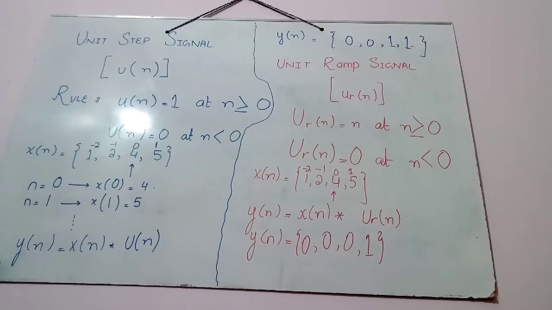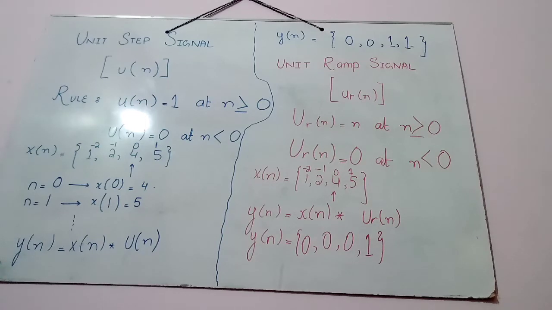x[n] is equal to 1, 2, 4 and 5. We are going to take the same example, and we are having the origin at 4, and on the left we are having -1, -2 values of n, and on the right we are having the value of n equal to 1. So y[n] is the third signal we are going to achieve by multiplying x[n] with ur[n].